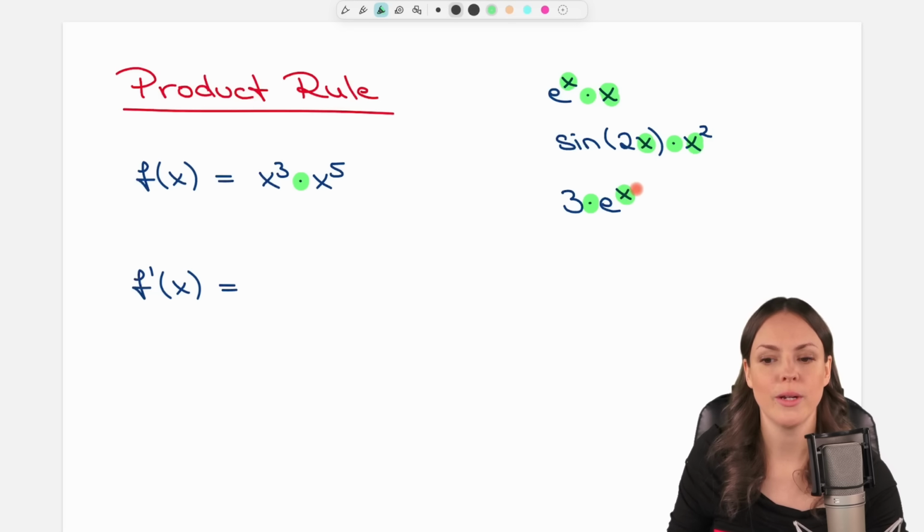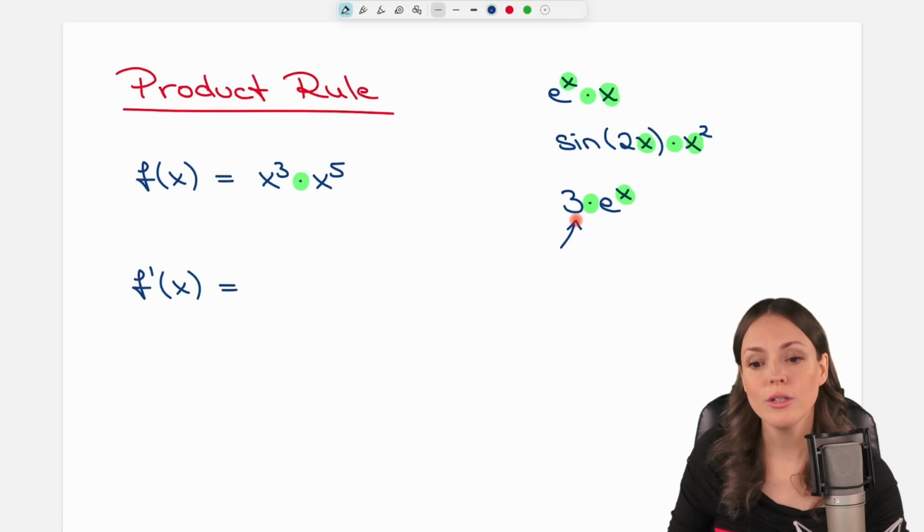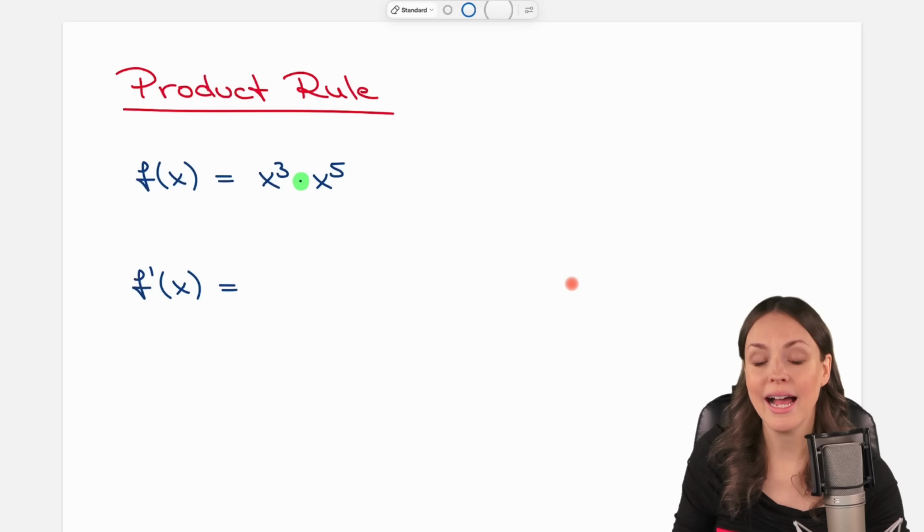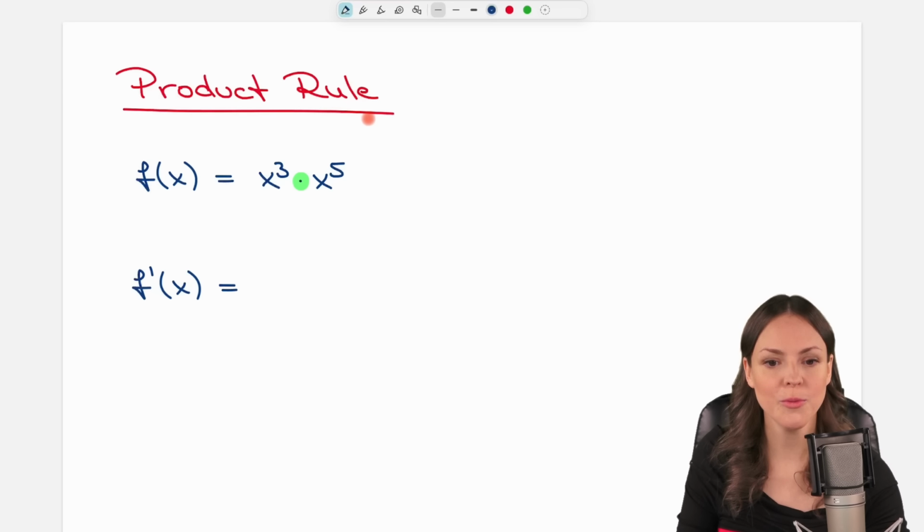Only here we have an x, so this is not an example where you have to use the product rule. You can just see this 3 as a factor, and then you know, oh, the 3 just stays the same, and I only have to find the derivative of e to the power of x. So be aware when you have to use the product rule.